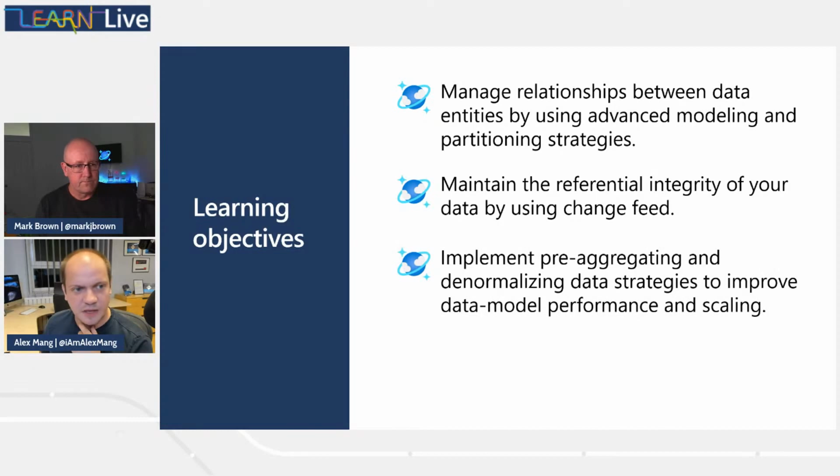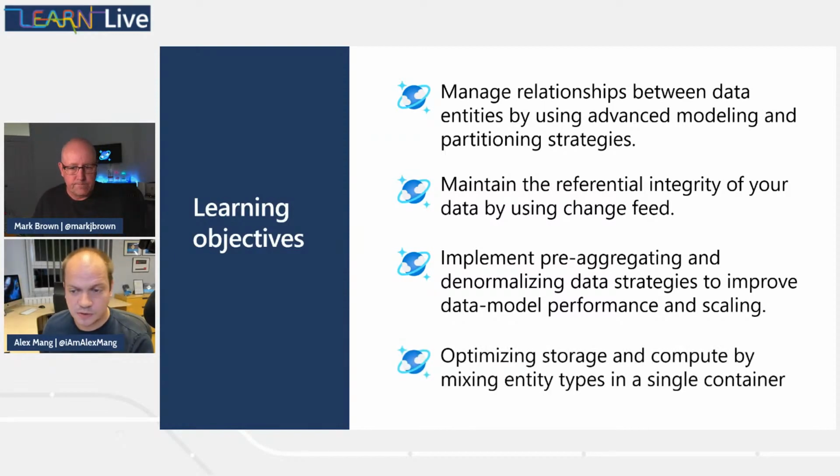And once we have that covered, we're also going to implement pre-aggregating and denormalizing data strategies to improve data model performance and scaling. Again, it might sound a bit of a mouthful. And in my opinion, many of these objectives actually go hand in hand. Whatever learnings you take out of this module today, they're going to be fantastic for you to improve the performance, the reliability, and most importantly, the scalability of your data layer in your applications. And then last but not least, there's another one, isn't there?